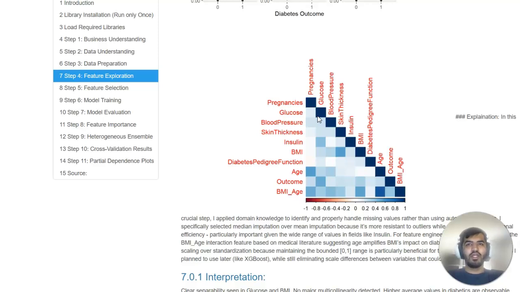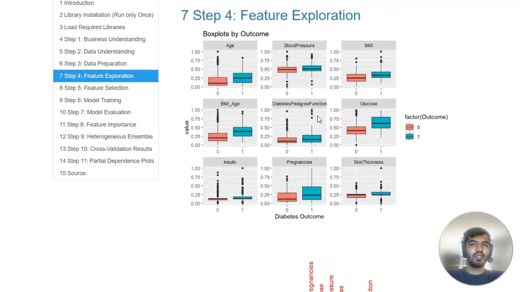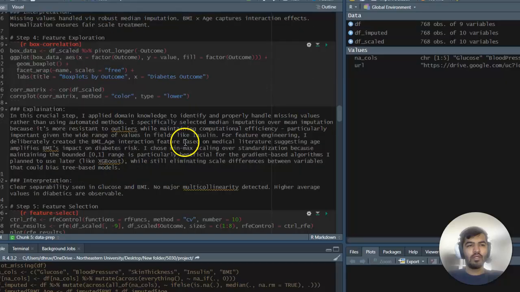For correlation analysis, I used a color-based correlation plot because the color gradient makes patterns immediately visible. This analysis showed no major multicollinearity between predictors, which is beneficial for model stability. This is my code for feature exploration.